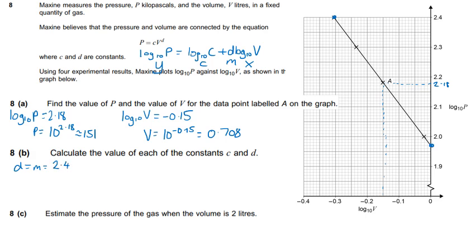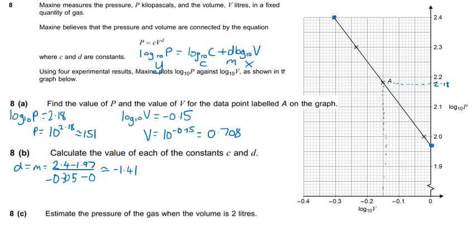So 2.4 minus about 1.97. Now the y values, and then divided by the x values. So the x value at the first point was about minus 0.305, and the x value at the other side is just 0, so that makes it easier. So if we put all of that together, we get about minus 1.41.